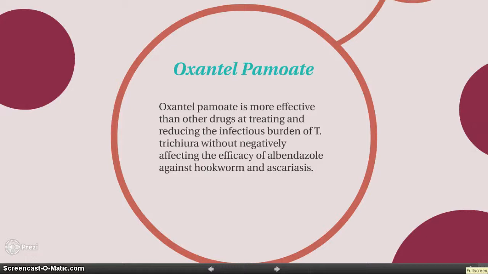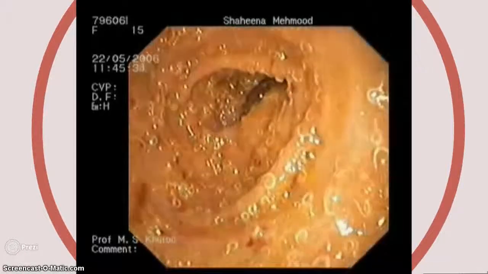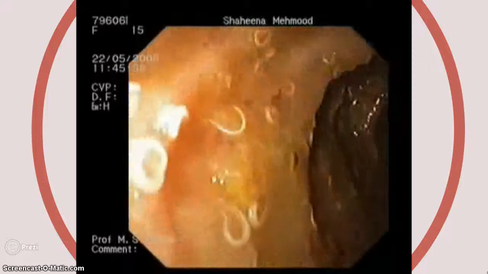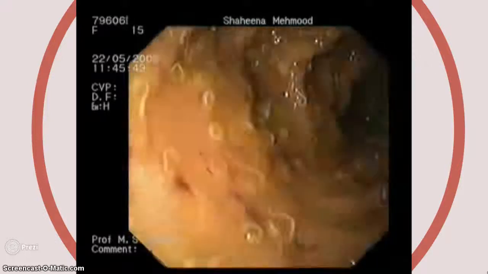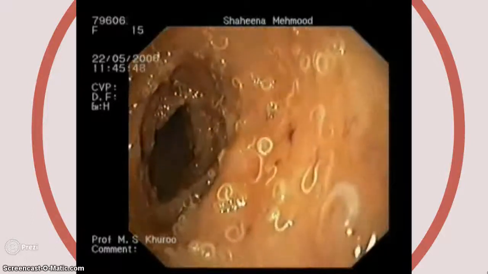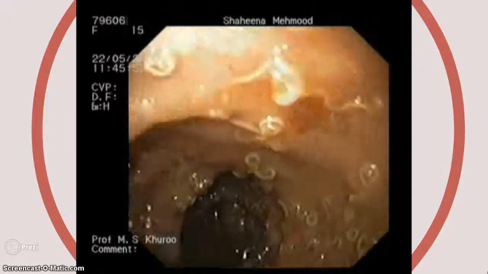Oxantel Pamoate is more effective than other drugs at treating and reducing the infection burden of trichuria, without negatively affecting the efficacy of albendazole against hookworm and ascariasis. In this video, we can see a lot of trichurias in the mucus of the intestine. This is an infection of trichuria.